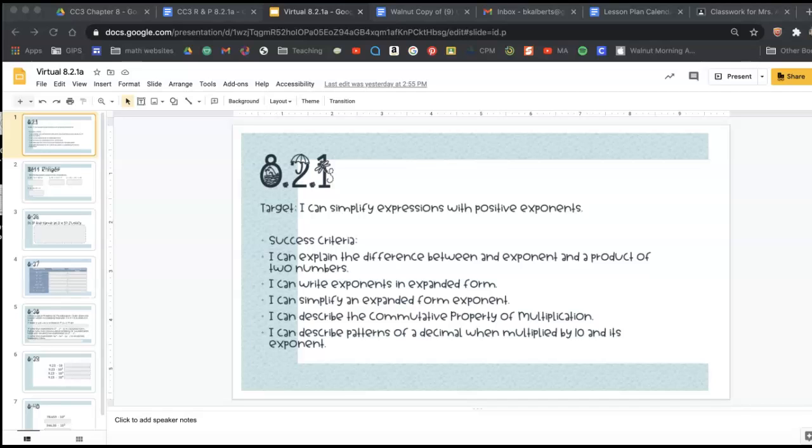Okay, so today we're starting chapter 8. We're actually starting in the middle of the chapter. We're going to come back to the front part of the chapter later on in the year, towards the end of the year. Target and success criteria for today.